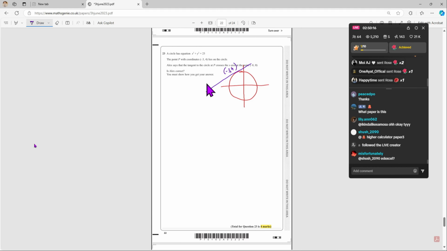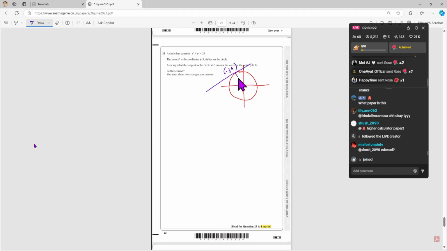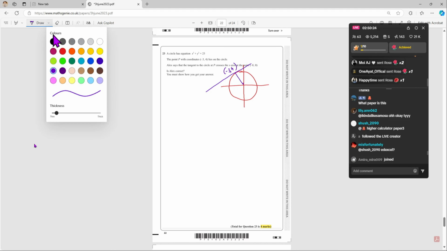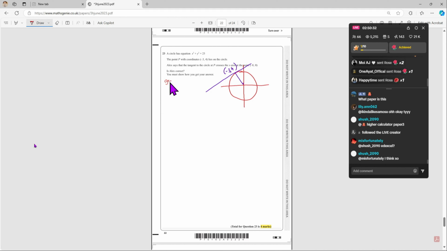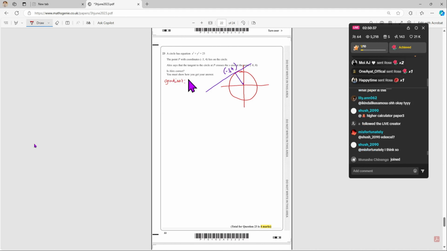So first of all, we have to work out the gradient of the tangent. We know that the gradient is the change in y divided by the change in x. So the gradient is equal to the change in y divided by the change in x. That's the formula for the gradient.